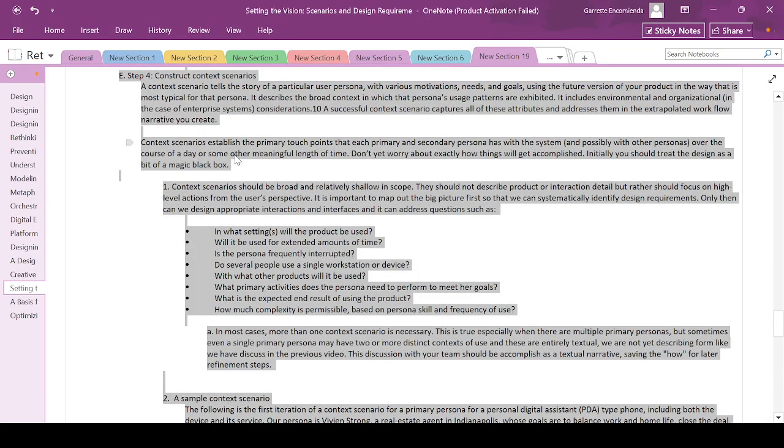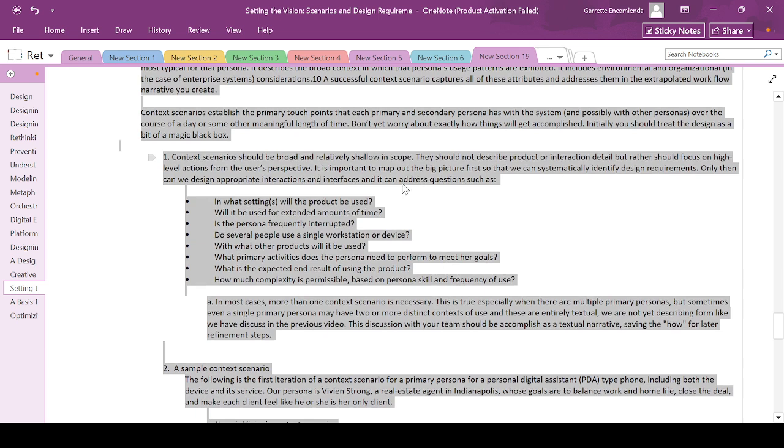Context scenarios establish the primary touch points that each primary and secondary persona, which is also the basis of the key path scenarios we discussed in the previous videos, has with the system, and possibly with other personas, over the course of a day or some other meaningful length of time. Don't yet worry about exactly how things will get accomplished. Initially, you should treat the design as a bit of a magic black box.